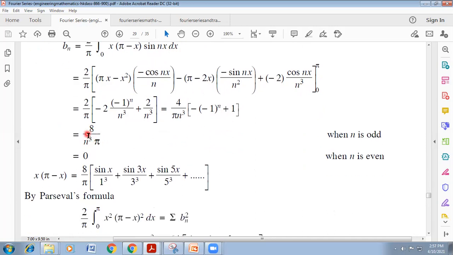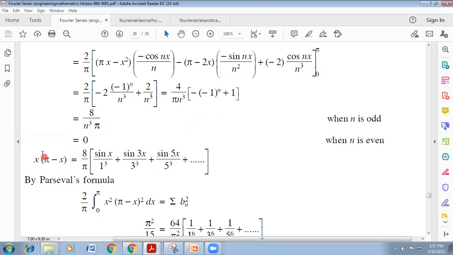For n is odd, 8 by n cube by 5. For n is odd, odd means what? For n equals 1, you get this. And for n is even, all will become 0. All bn will be 0. So this function f of x can be written as this series.